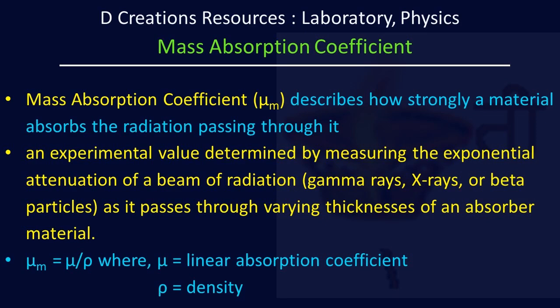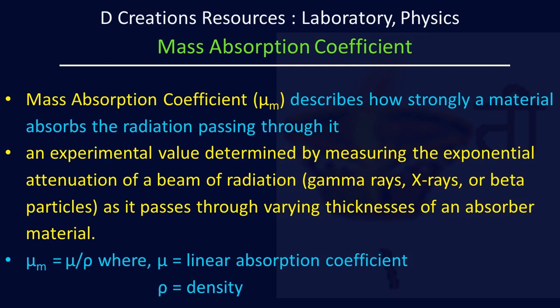So its unit can be centimeter square per gram or meter square per kg, where you do understand that centimeter square or meter square will be unit for cross-sectional area and gram or kg will be unit for mass. So an experiment to measure this mass absorption coefficient will involve having a beam of radiation. So say for example beam of beta particles passing through absorbers of known mass per unit area or known thickness.